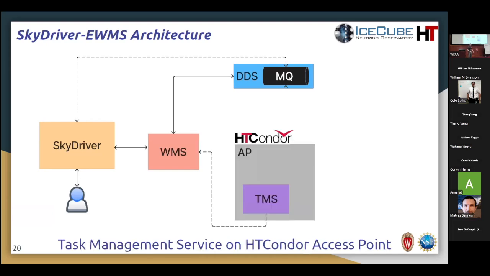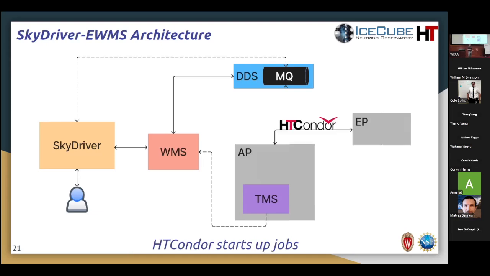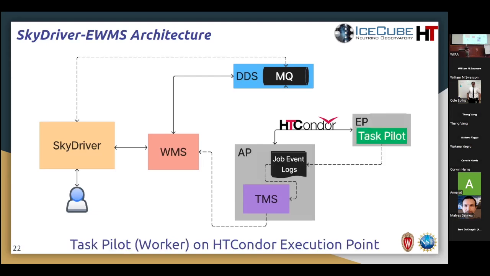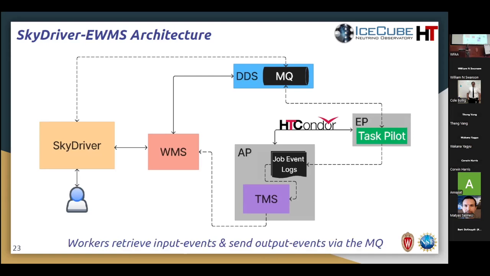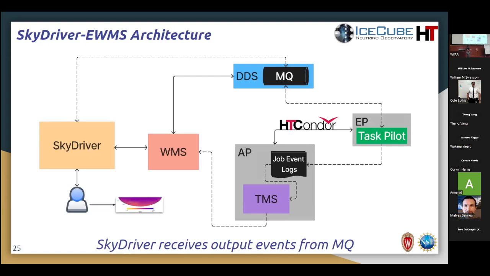At the same time, the task management service starts up on our Condor access point that says, okay, I got a workflow. Let me translate that into Condor speak. Condor does its thing. And we start up a task pilot. I'll be talking about that later on the worker. And the worker retrieves those inputted events, does its physics, and outputs one by one as soon as possible the results through the queue so that the SkyDriver can assemble that SkyMap.